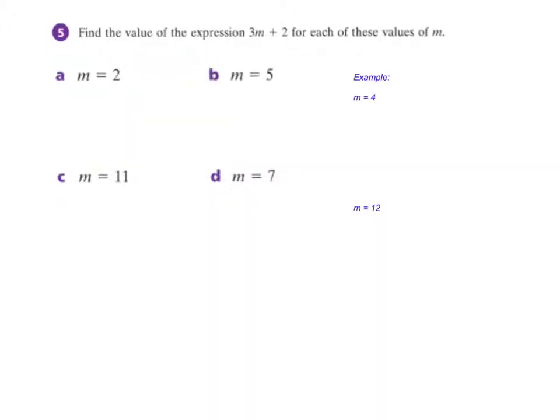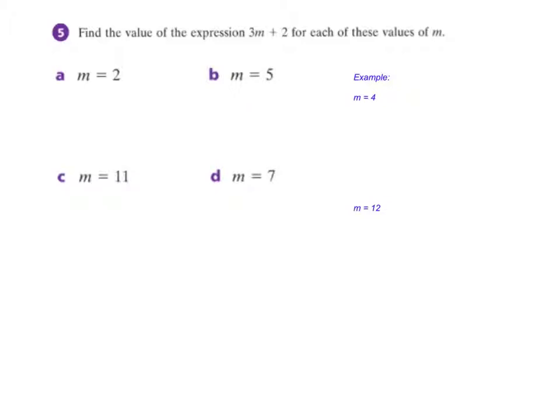Okay, so let's have a look at question 5. I skipped question 4 because I think you can do question 4 without too much help. Question 5 says find the value of the expression, expression 3m plus 2, for each of these values of m. So this is saying m is 2. Now before, m was the number of letters in your name. This might be the number of letters in your name, but now we're stepping up a little bit, and so m could be anything, but let's consider it still the number of letters in their name.